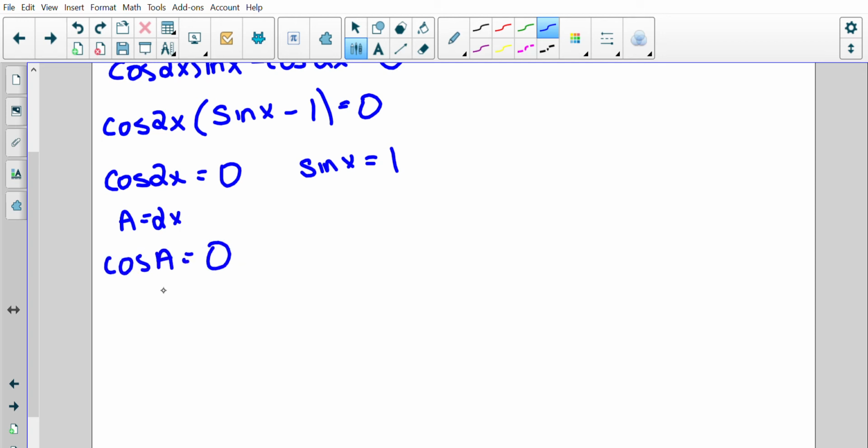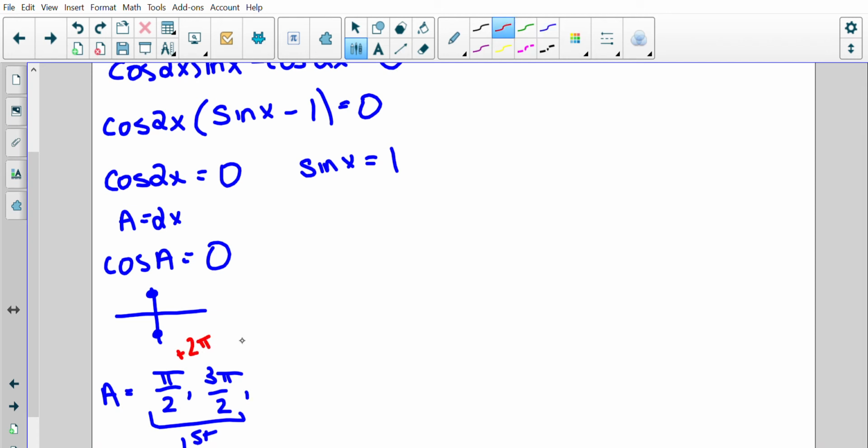Well, if it's equal to 0, that means we have to be on the axis. Remember, the ratio for cosine is x over r, so it's where x is 0, which is going to be on your y-axis. So that means that a is going to initially be pi over 2 and 3 pi over 2. But we have 2 rotations, so that's just the first rotation. So to those guys, I'm going to add 2 pi to each one of them to get the second rotation. So 4 pi over 2 plus 1 pi over 2 is 5 pi over 2. And 4 pi over 2 plus 3 pi over 2 is 7 pi over 2. That's your second rotation.